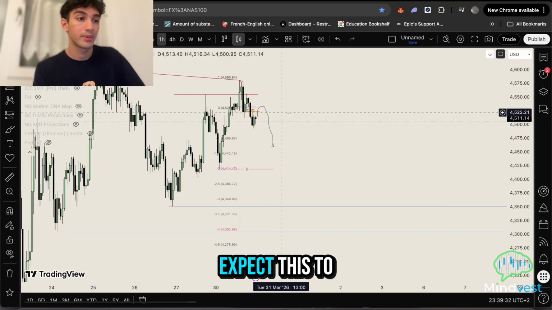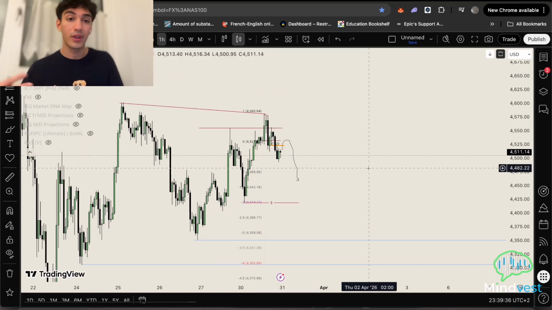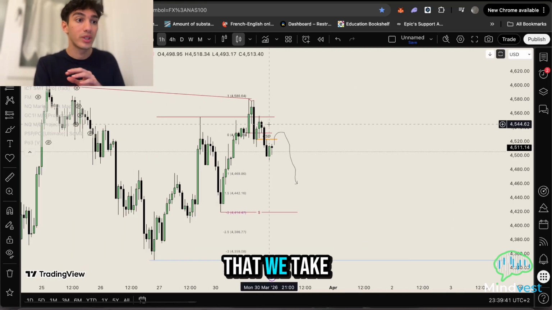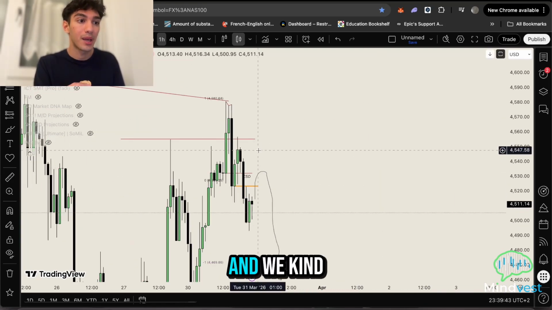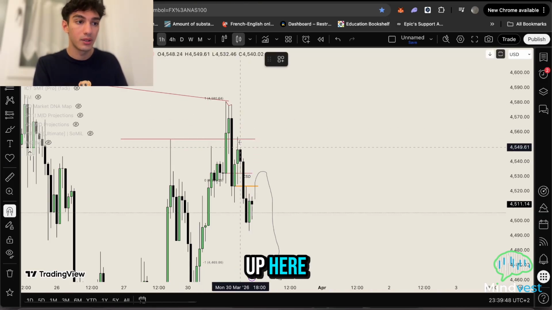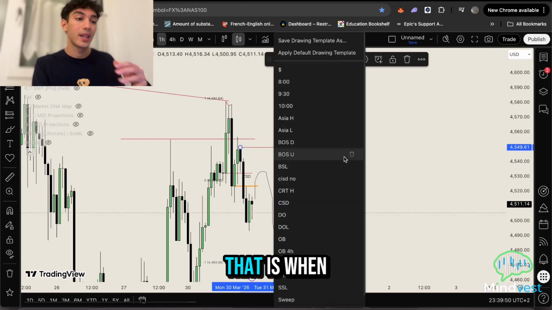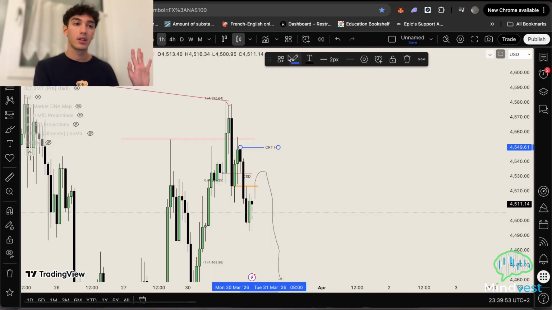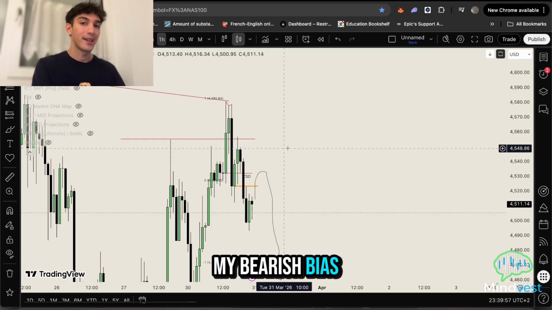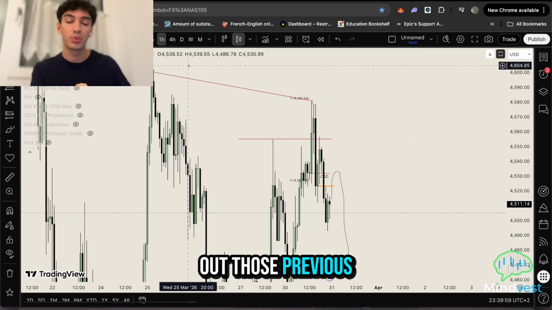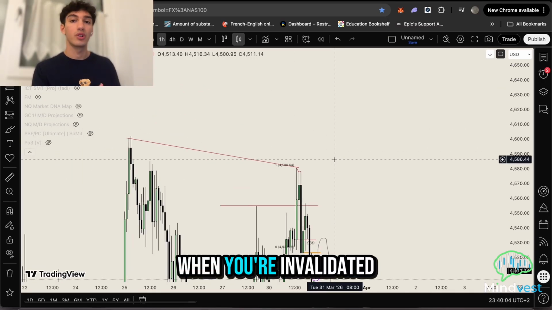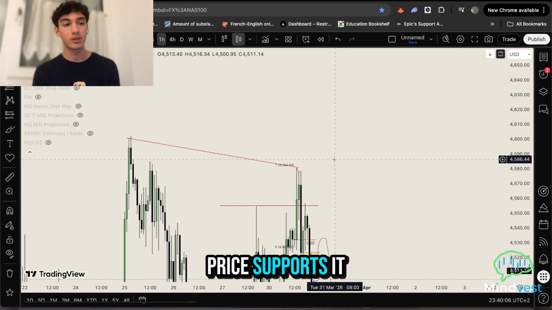So I do expect this to happen again. You need your invalidations. My invalidation for this setup to not work is that we take out or we disrespect this gap and we kind of go above this, like if we see ISD up here, that is when I'm saying, okay, I am wrong. I will no longer stick to my bearish bias until we take out those previous week highs. That will be very easy. You can even then trade to the previous week highs. When you're invalidated, you switch up your idea if price supports it, okay?